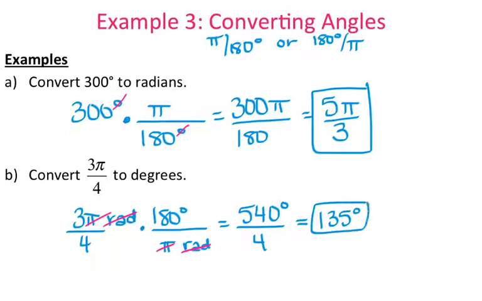So again, you're either multiplying by pi over 180 or 180 over pi. If I'm starting with degrees, like I did for letter A, I'm multiplying by pi over 180. If I start with radians, like I did for letter B, I'm going to multiply by 180 over pi.